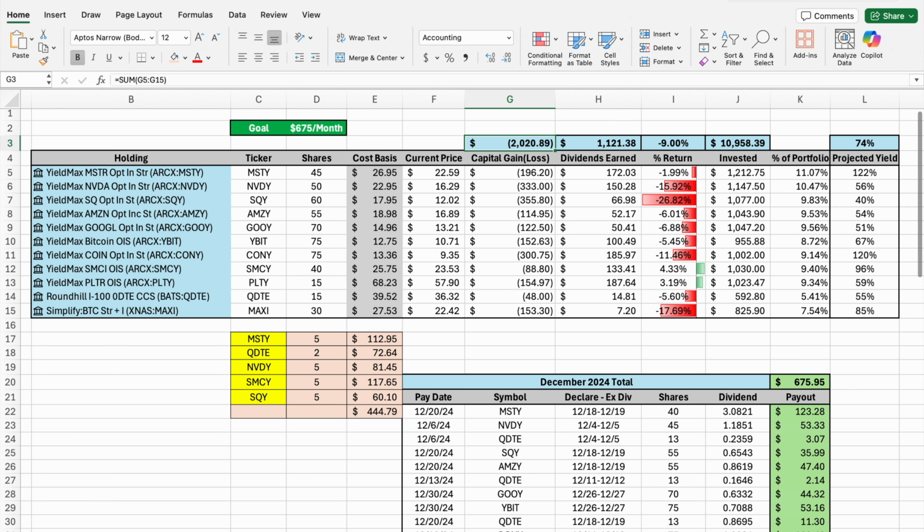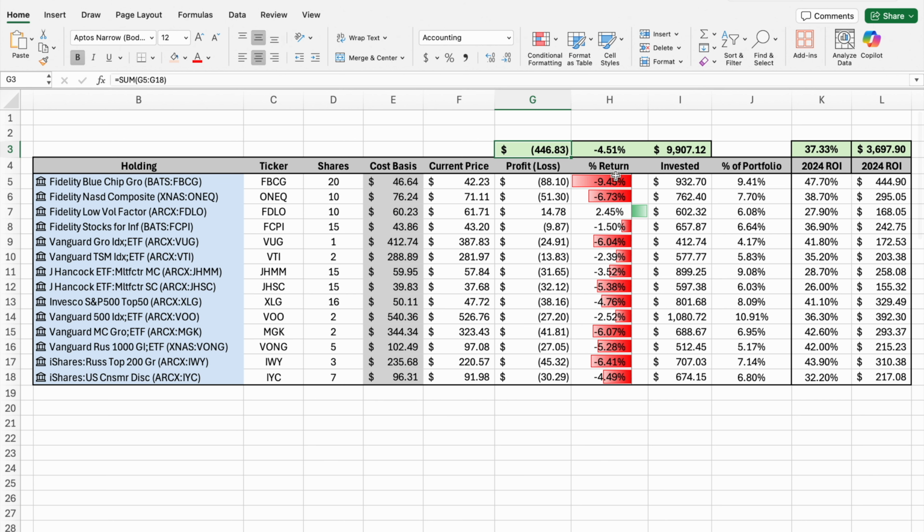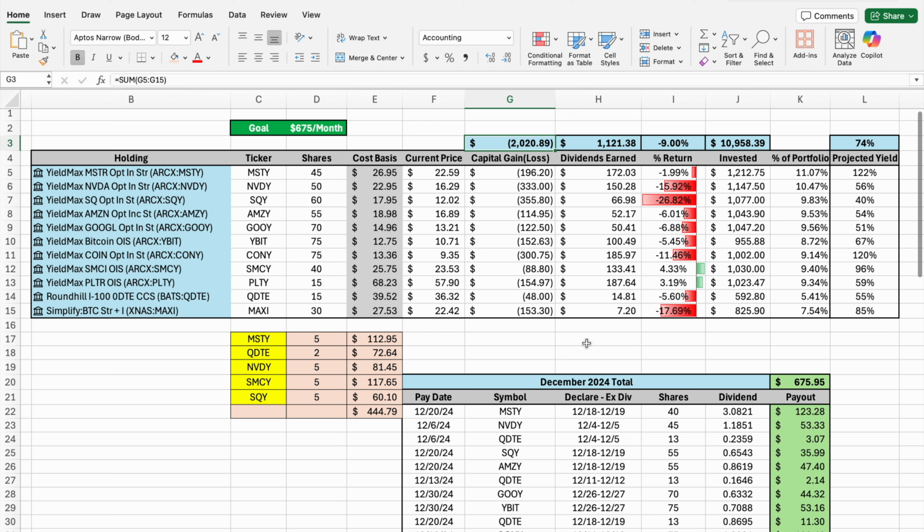Again, down 9%. If I go back to the growth account real quick, down 4.5%. So you can see that the dividend account, when the market is down, takes quite a bit bigger of a hit as far as capital loss because the dividend payments can't keep up. So down 9% there, not too bad. Again, I thought it would take a bigger hit in a bear market, and I am pleased with this performance considering the market conditions. I'm not panicking yet.